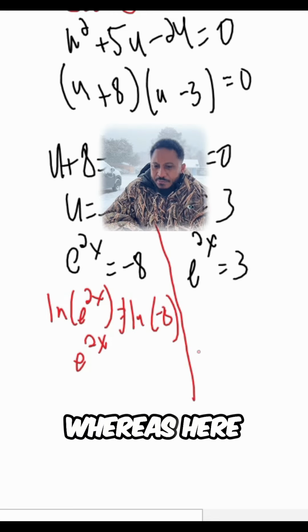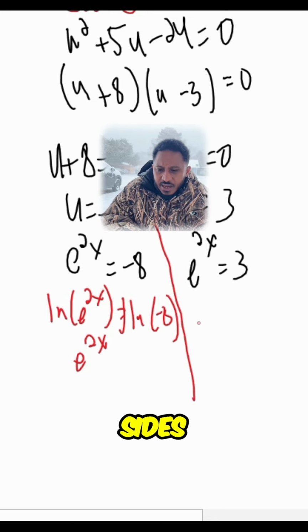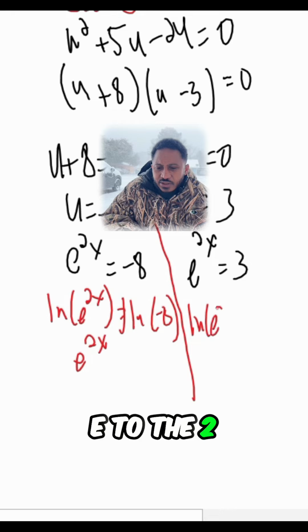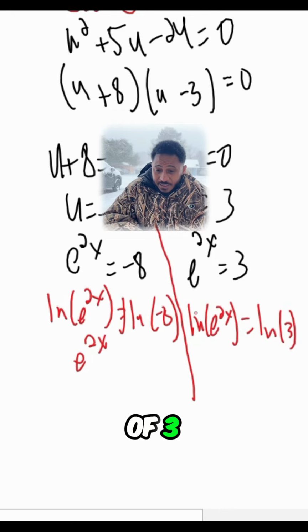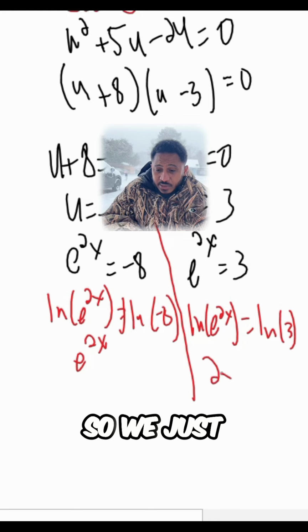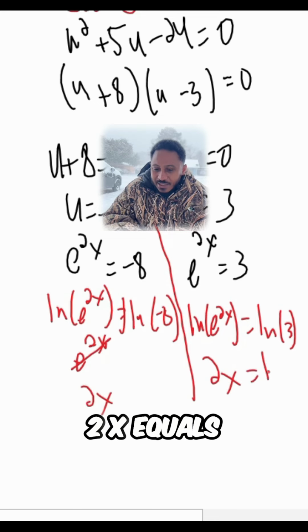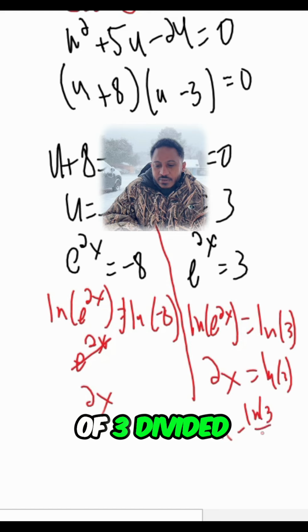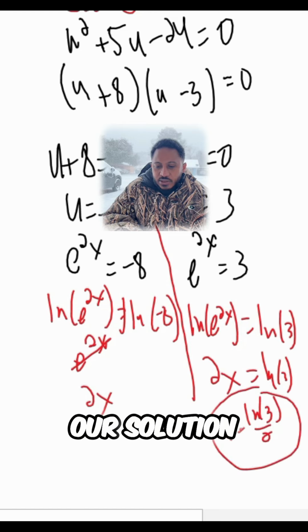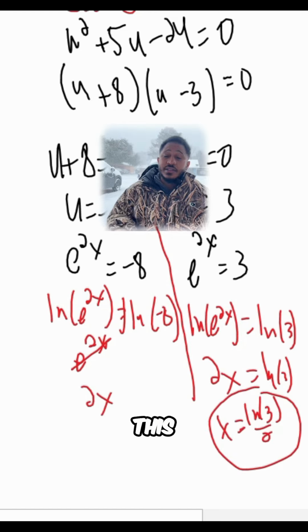Whereas here, if I ln both sides, we get ln of e to the 2x equals the ln of 3. And again, the ln and e end up canceling, so we just end up with 2x equals ln of 3. And so x would equal ln of 3 divided by 2. That would be our solution to this exponential equation.